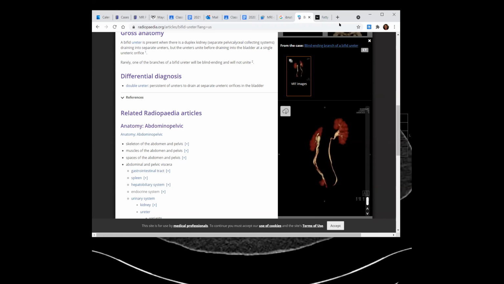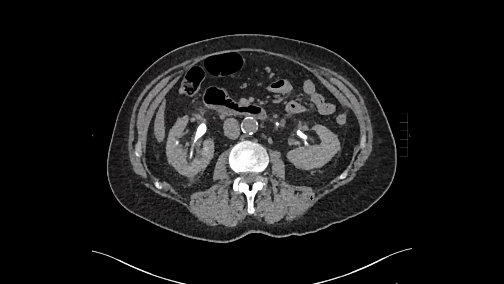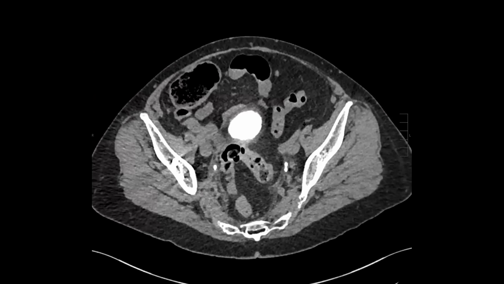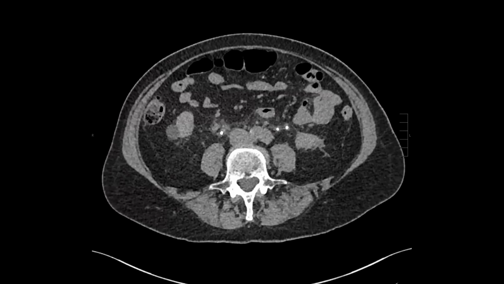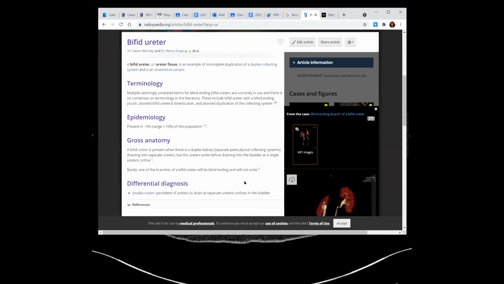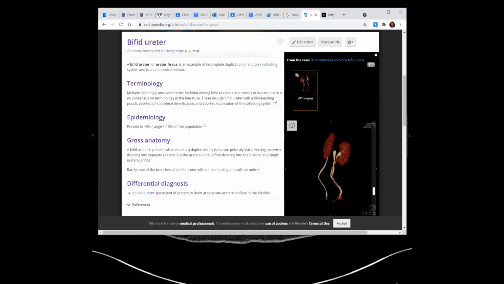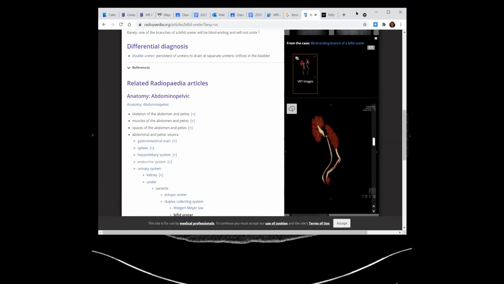What do you guys think? And then the left side, yes, that looks exactly like yours. It's very true. And there's a duplicated collecting system on the left. Okay, all right, so that's one case. Is there a name for that? I don't know what the name is. I just describe it. Yeah, I think that's better anyway. Reflux into a blind ending bifid ureter. Yeah.